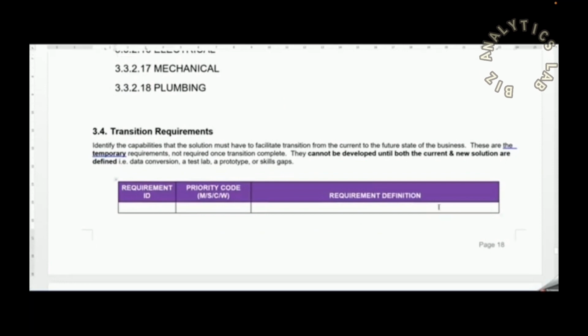And at the end, this transition requirements section really focuses on how to help the organization transition from the current state to the future state of the business, right? So these are temporary in nature. Once people are familiar with the new processes, they're not going to need it anymore, right? So this can be a data conversion from one system to another, or a cheat sheet, or some kind of documentation. This is just really to ensure that the transition is smooth and there is all the help that users are going to need in order to become familiar with the new norm.